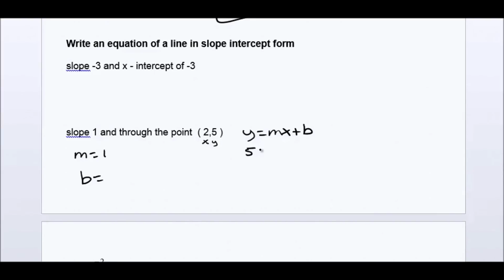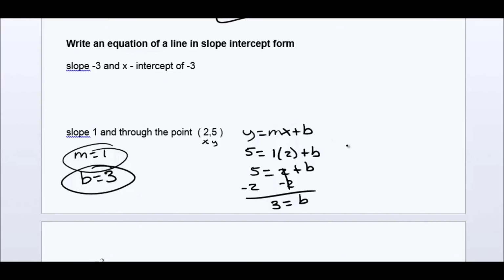Plug everything in. So 5 is equal to 1 times 2 plus b. Simplify this. 5 is equal to 2 plus b. We know that b is 3 already just by doing our mathematics in our head, but let's go ahead and do our steps to practice solving equations. So b is equal to 5 minus 2, which is 3. So now we have our b. We have our slope, we have our y-intercept. Go ahead and write your equation in slope-intercept form, which is y equals 1x, or just x. You don't have to write 1x, plus 3.